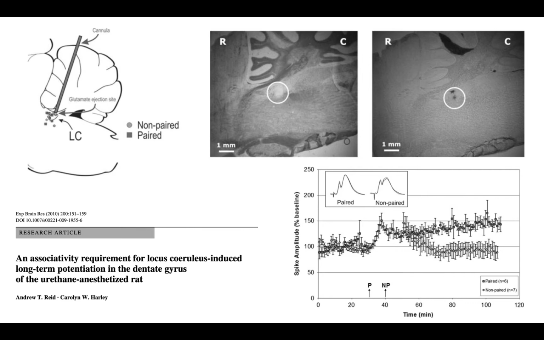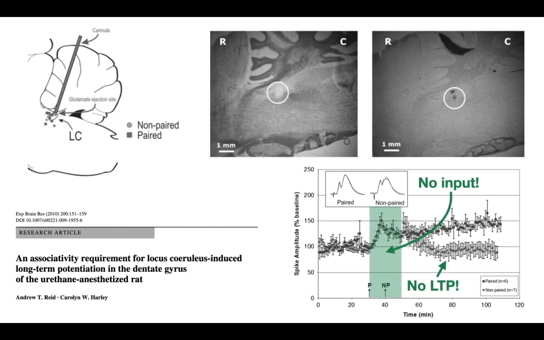Basically what we did was activate the locus coeruleus and check out how that changed this population spike that you see in the inset here. I'm showing the amplitude of that spike, and as you can see in the darker squares, we see that it goes up over time and stays up over time, and that's what we talk about when we say long-term potentiation.